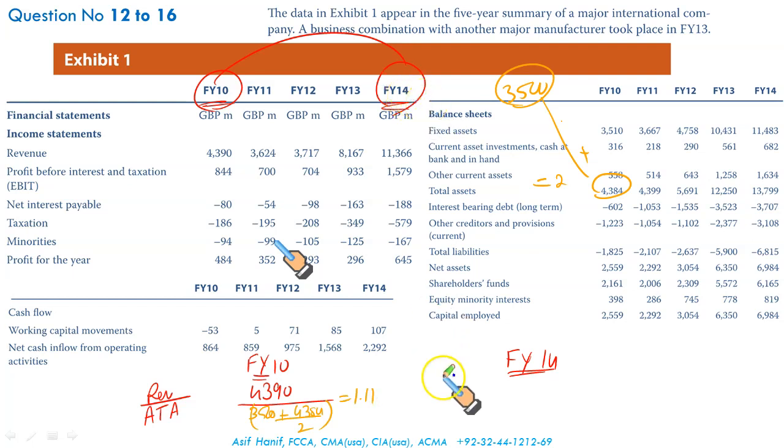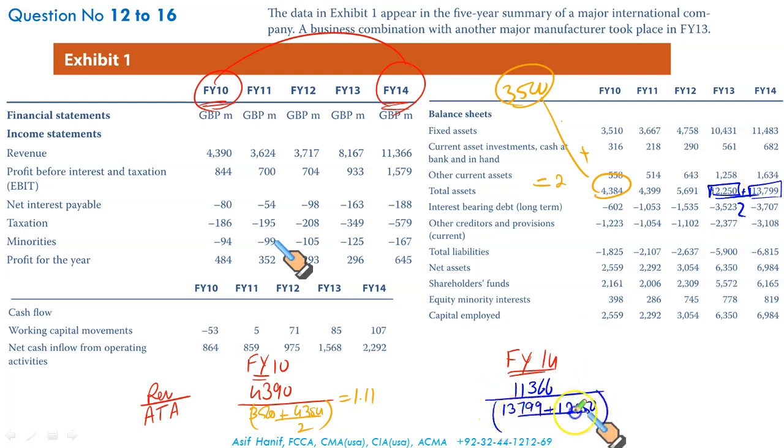What about FY14? For FY14, the revenue has gone up to 11.366 billion or 11,366. I'm just going to take this number, 11,366. This is the revenue. Now I need the average total assets. Remember, FY14, this is the closing number of total assets. I need to take the average, so I need to take the opening as well. So the average total assets means opening and closing divided by 2. So I'm going to write it here, 13799. This is the closing balance of total assets, and 12250, divided by 2. This will give me the average.